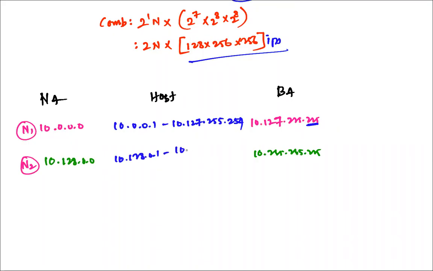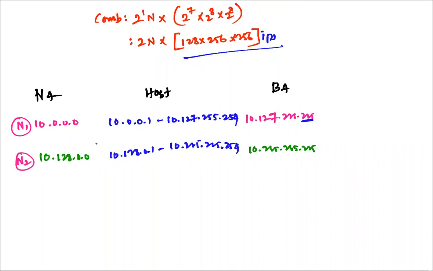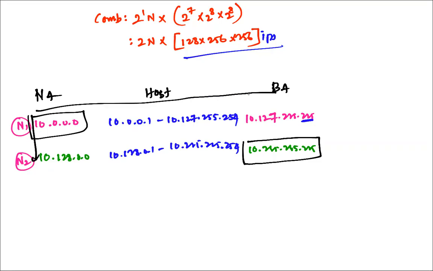10.128.0.1. From there, 10.255.255.254. Got it? Okay. Now we start with 10.0.0.0. We ended with 10.255.255.255. Okay. And then we have 2 networks on this side, and we have how many IPs on this side? 128 into 256. Okay. Yes.